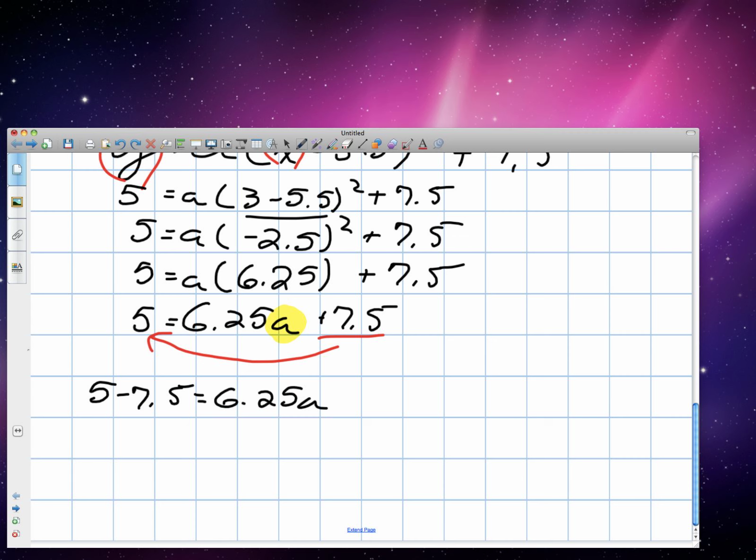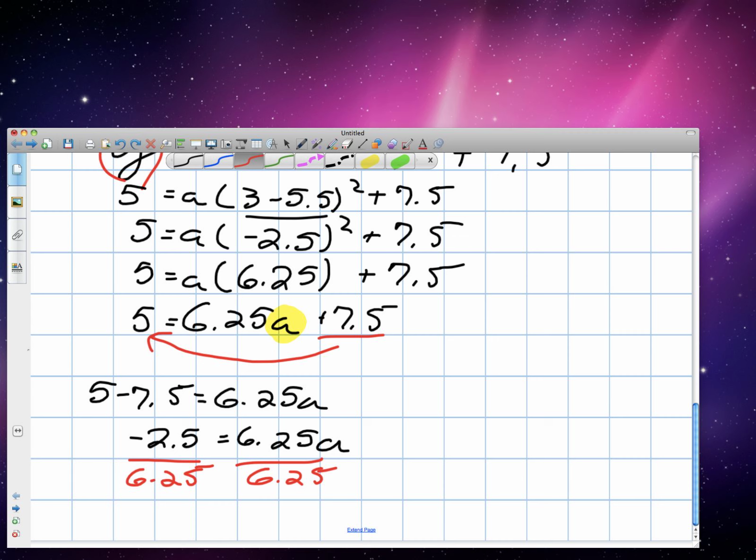What's 5 minus 7.5? Negative 2.5. Whoops. Yep. Sometimes my brain and my hand don't work. There we go. Negative 2.5 equals 6.25A. And how do I isolate A? Divide by 6.25. What's it going to be? A equals 0.75.